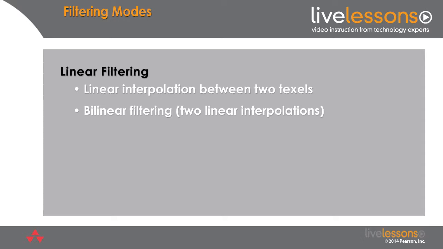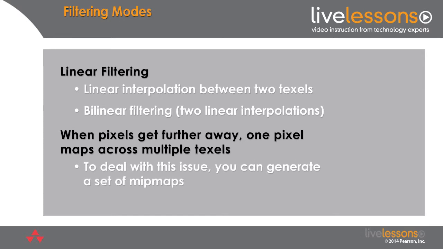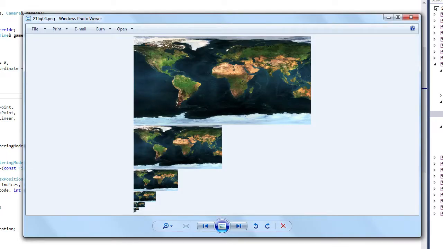Now with filtering, we also have a problem with minification, where when something gets further away, we have one pixel that maps across multiple texels. How do we deal with that? One way to deal with that is to generate a set of mipmaps. And I had alluded to this in lesson 4.1. You saw where the SOIL library specified a generate mipmaps flag. Well, mipmapping, and I'll pull up an image that describes mipmapping, looks something like this, where we have an original texture, and then the mipmaps for that texture are divisions of 2 all the way down to a 1x1 texture.